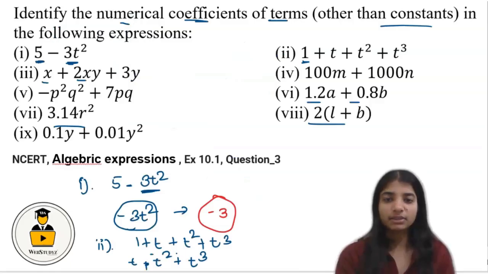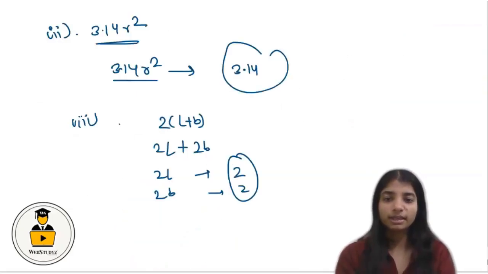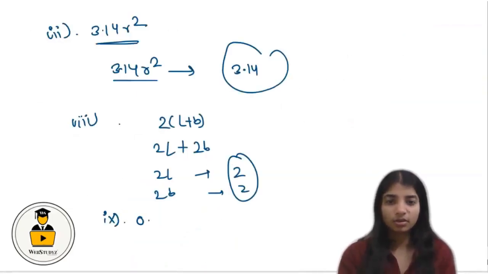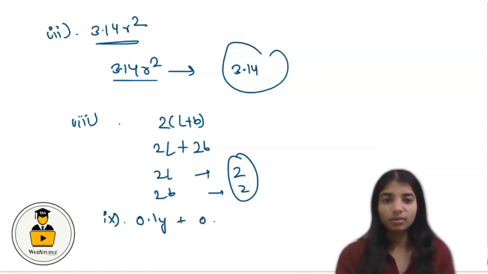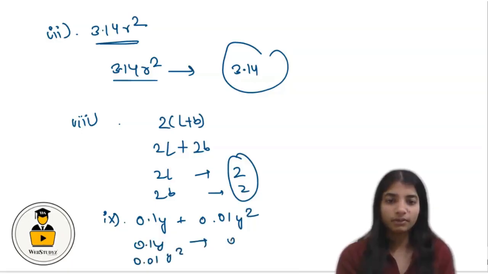Now part 9 is 0.1y plus 0.01y raised to the power 2. So our terms are 0.1y and 0.01y raised to the power 2. The coefficient for 0.1y is 0.1 and the coefficient for 0.01y raised to the power 2 is 0.01. So this is the answer to the given question.